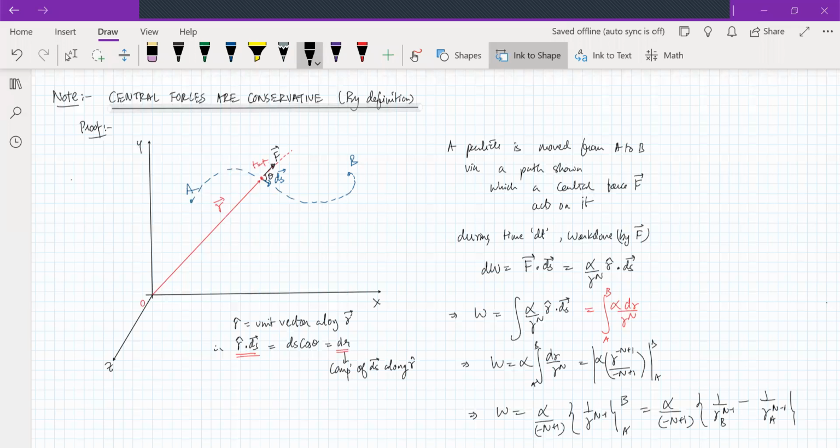So next step, we'll see that this expression shows us that it is a path independent term. The work done by this kind of central force is path independent, and in a round trip, the work done will be 0 always. So that is the proof that all central forces are conservative.